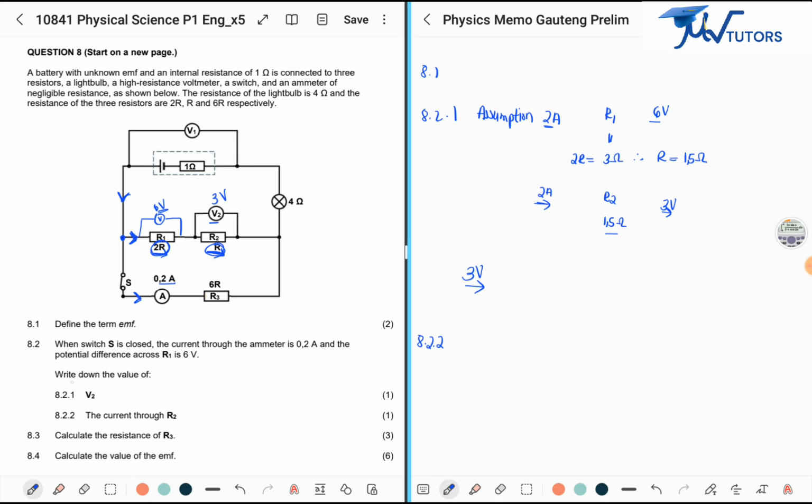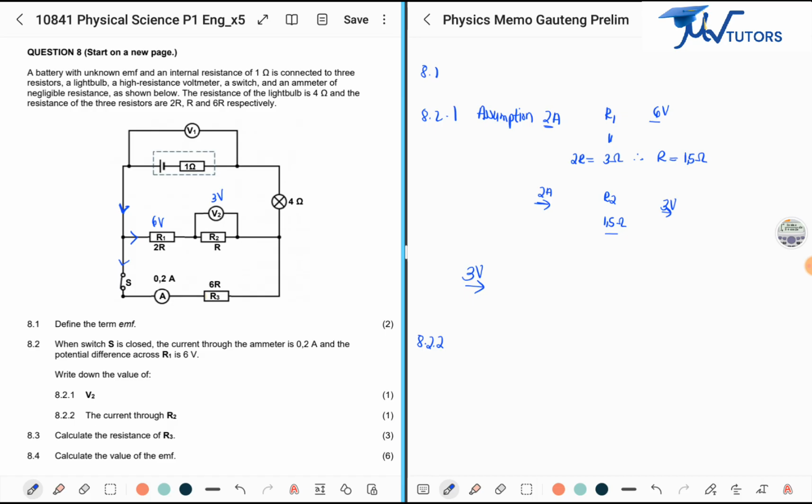8.2.2, write down the value of the current through R2. We'll get back to that. Here we have 6 volts, there we have 3 volts. We have the total current here, current there, current there. Now we want the value of the current through R2, which is the same current moving through R1.